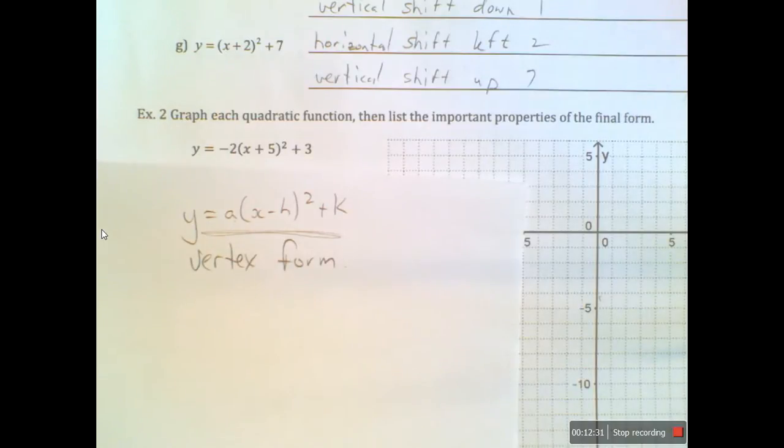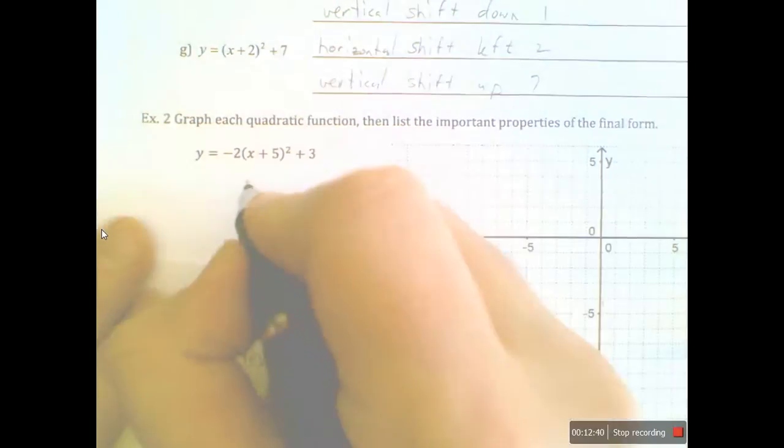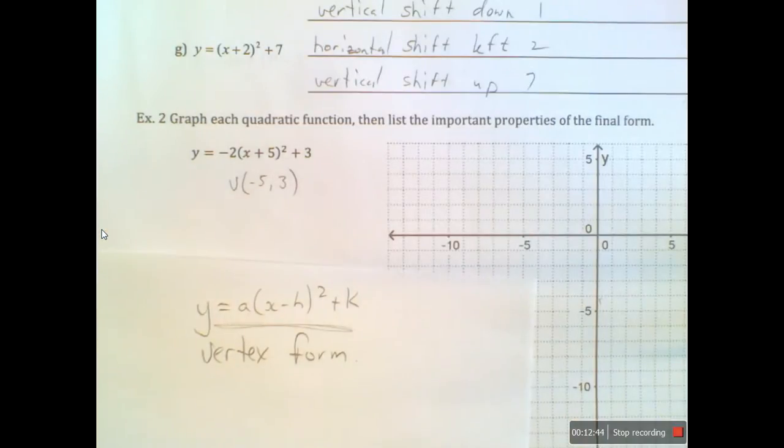So can anybody tell me what the vertex of that is? Anything? Nice. Because it has a horizontal shift of negative to the left 5 and a vertical shift up 3. So the vertex from 0, 0 is going 5 to the left, which is negative 5, and up 3, which is positive 3. So my vertex is negative 5, 3.